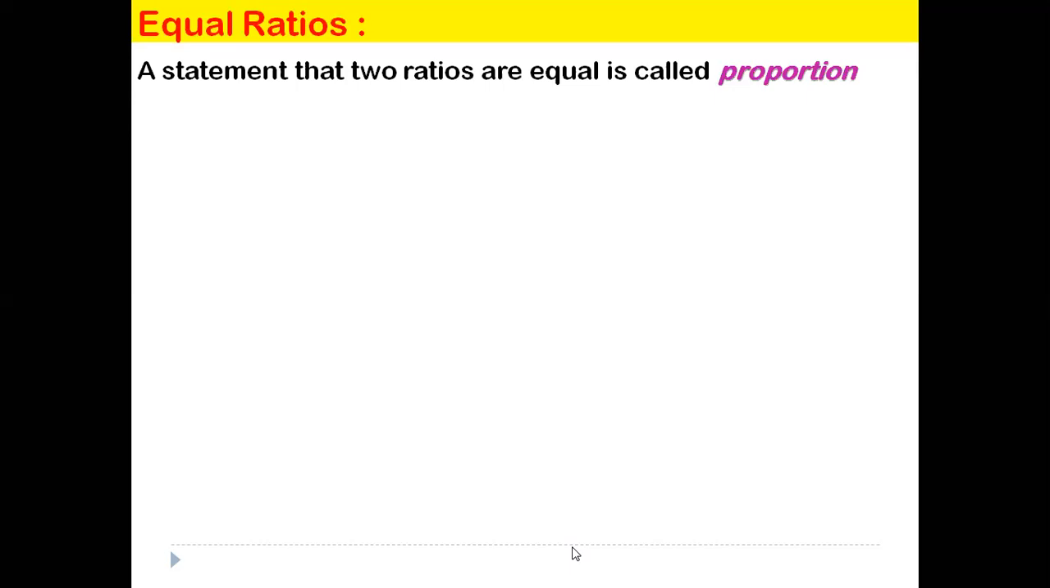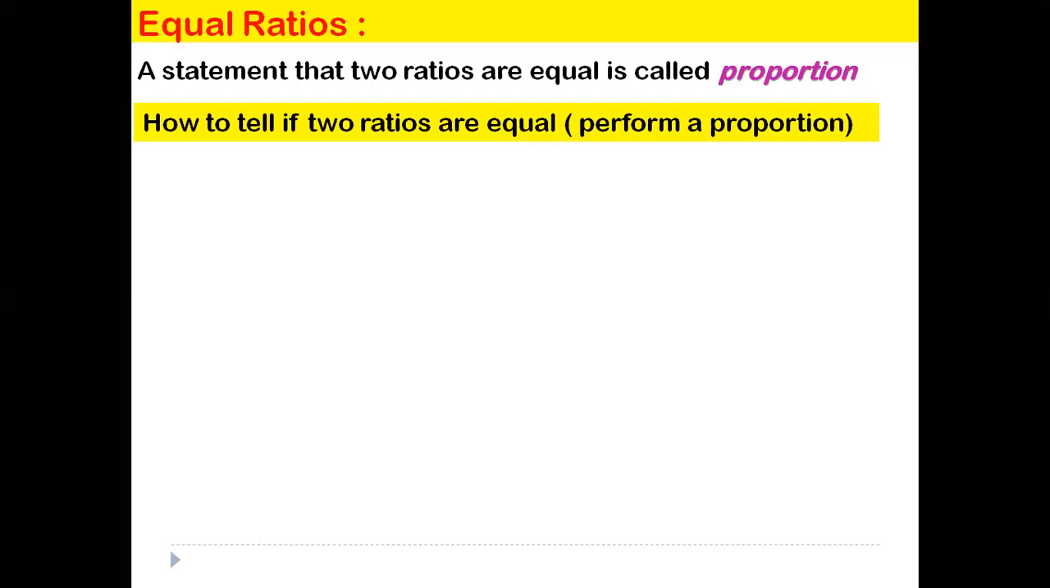Now look, a statement that two ratios are equal, we call it proportion. Do you remember in fractions when two fractions are equal, we used to call them equivalent fractions. Now in ratios, when we have two equal ratios, we call them proportion. So proportion means that the two ratios are equivalent or equal.